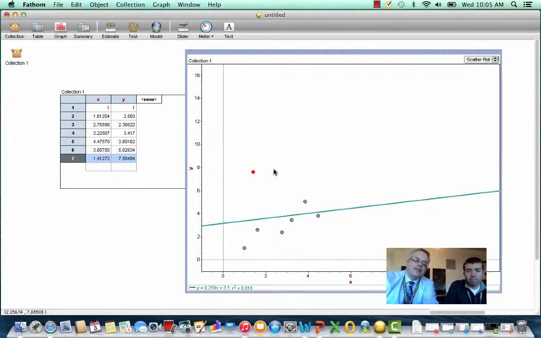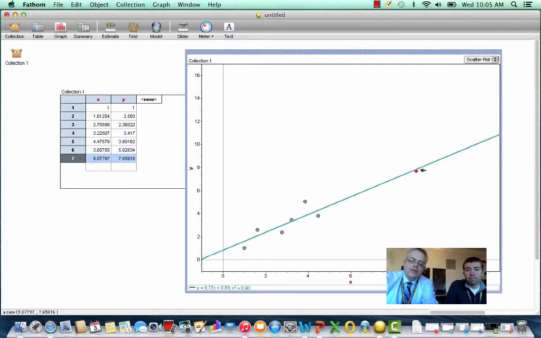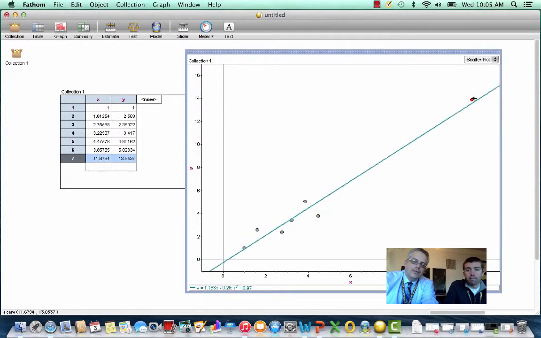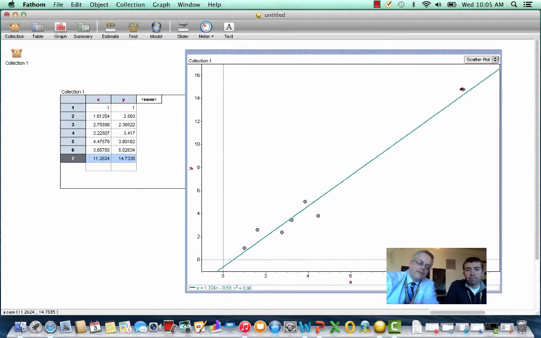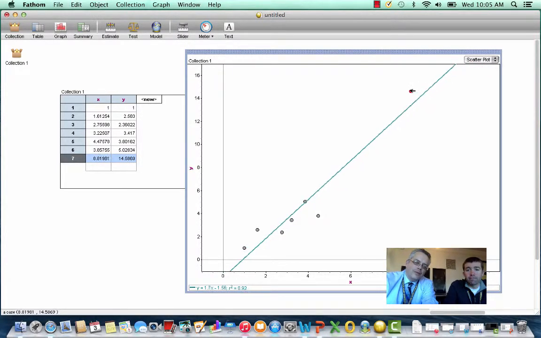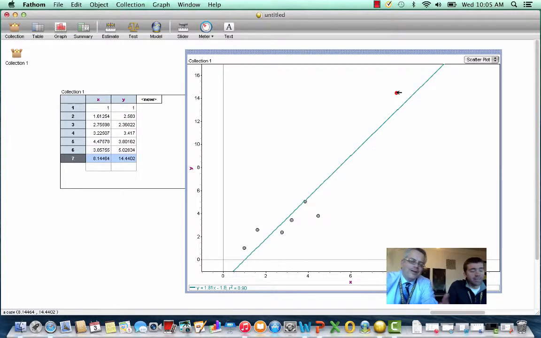The next thing is high leverage. Can you move it to the right quite a bit, and up a little bit, like up here? Actually, a little further to the left. There we go. Now, this doesn't have a high residual anymore because it's not that far above the line. But it changed the slope dramatically. It pulls the line near it.